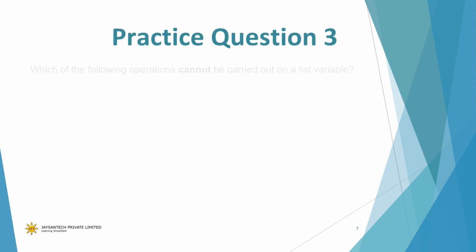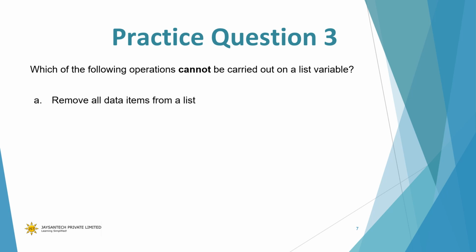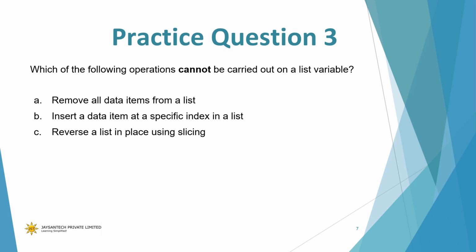Let us look at the next question. Which of the operations cannot be carried out on a list variable? The first option is remove all data items from a list. Yes, this operation can be carried out, and this is done using a method called clear. So when you use list.clear, it will basically remove all the data items from the list. Second option, insert a data item at a specific index in a list. Yes, we know that this is possible because in the slide shown previously, you have a method called insert, which takes the index and data item as the parameters.